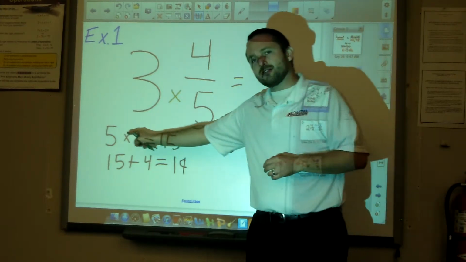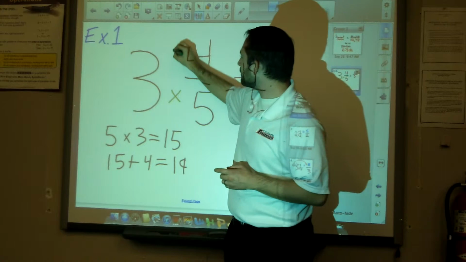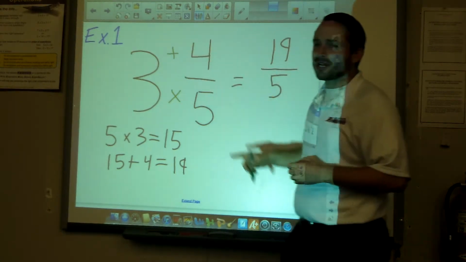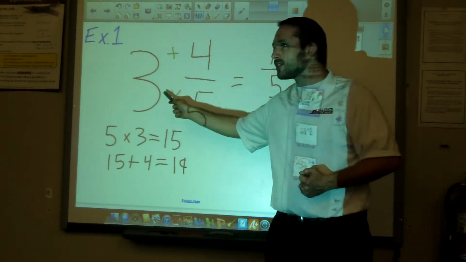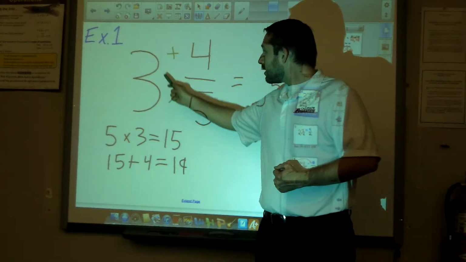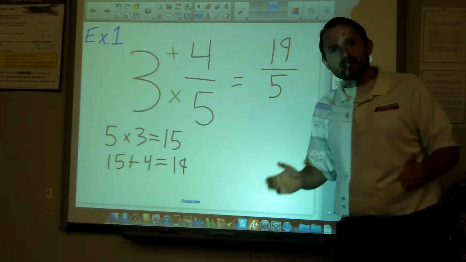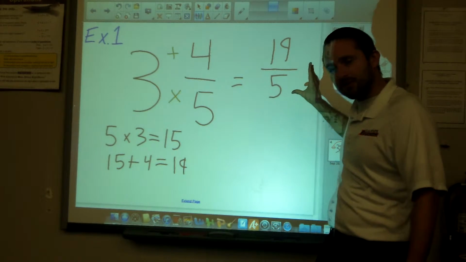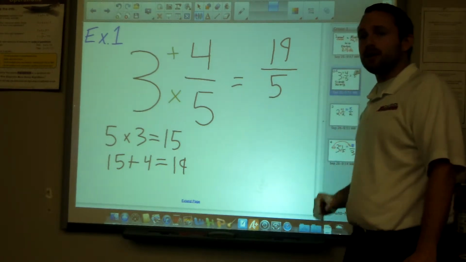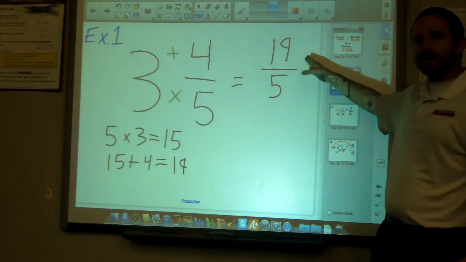After you multiply, 5 times 3 equals 15, you're going to add that number to the numerator, 4. So 5 times 3 is 15. 15 plus 4 is 19. And once you get that number, you're going to put it right on top of your old denominator. So you're going to keep the same denominator, but you're going to bring that back.